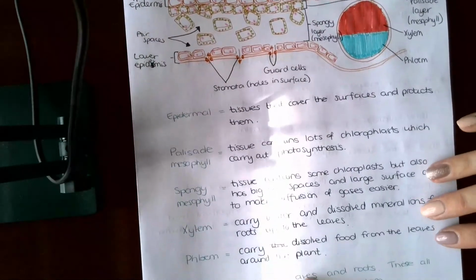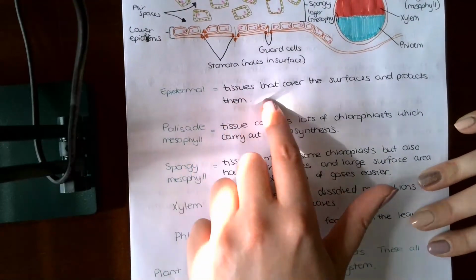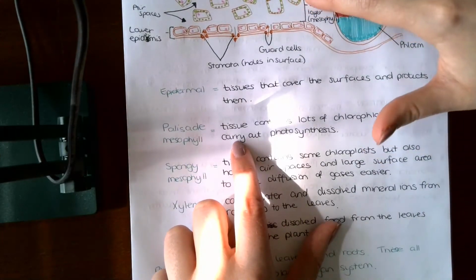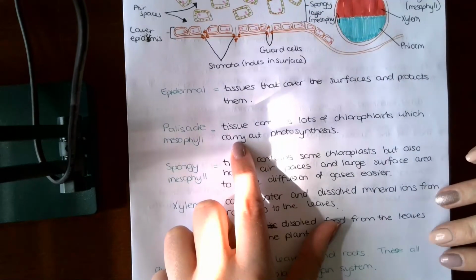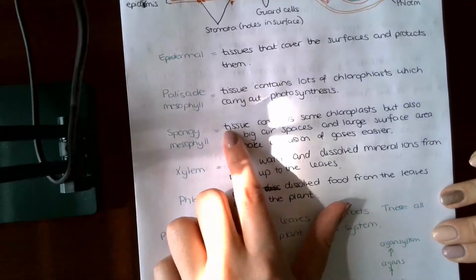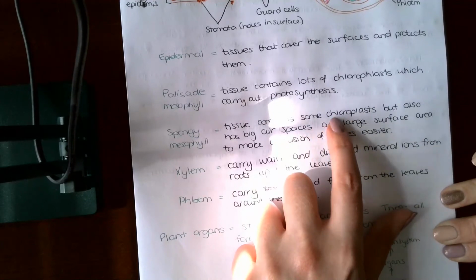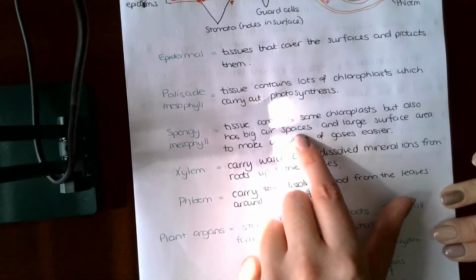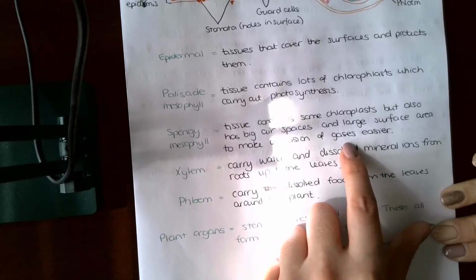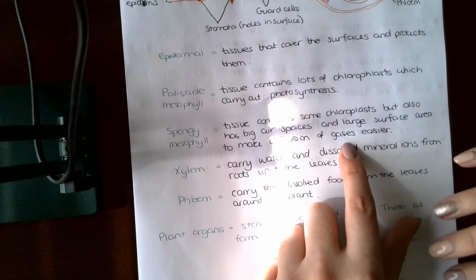So as I've said, the epidermal tissues cover the surfaces and protect the plants. The Palisade Mesophyll, so the top one directly underneath the upper epidermis, its tissue contains a lot of chloroplasts which carry out photosynthesis. The next layer down, tissue contains some chloroplasts but also has big air spaces, so some photosynthesis can take place, but there are also large air spaces, so there's a large surface area to make diffusion of gases easier. Okay, so remember, plants take in carbon dioxide and they give out oxygen. These are the gases that are being diffused.